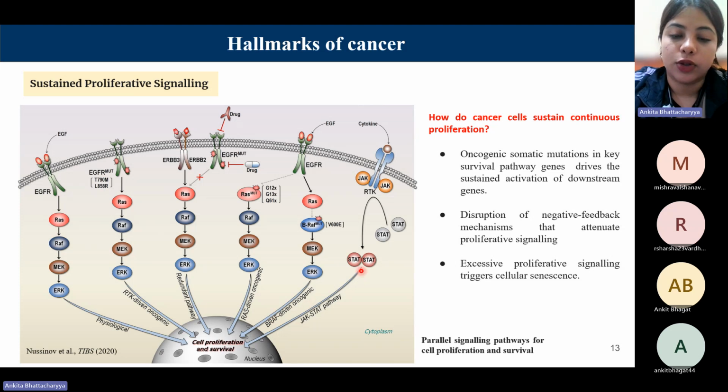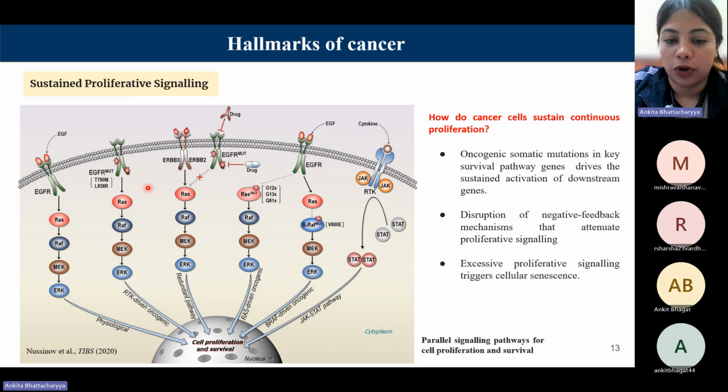Apart from that, there is also a JAK-STAT pathway. It's just given here as an example, so don't worry if you are unfamiliar with any of this. We'll be discussing it on Monday. Here a cytokine comes and binds to the receptor, which is a receptor tyrosine kinase. Then the JAK-STAT signaling pathway helps in normal cell proliferation and cell survival.